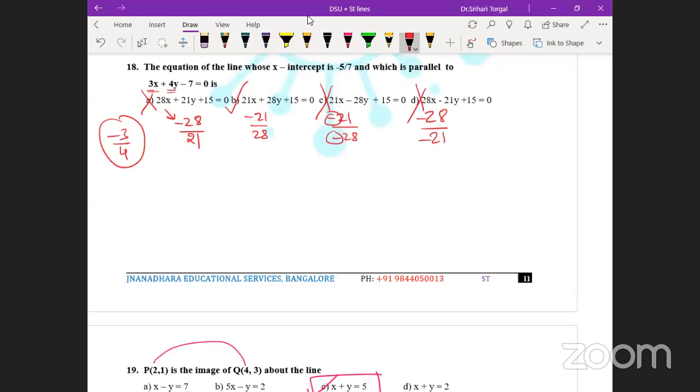That's it. This is the only line which satisfies the condition. Option B is the right answer.